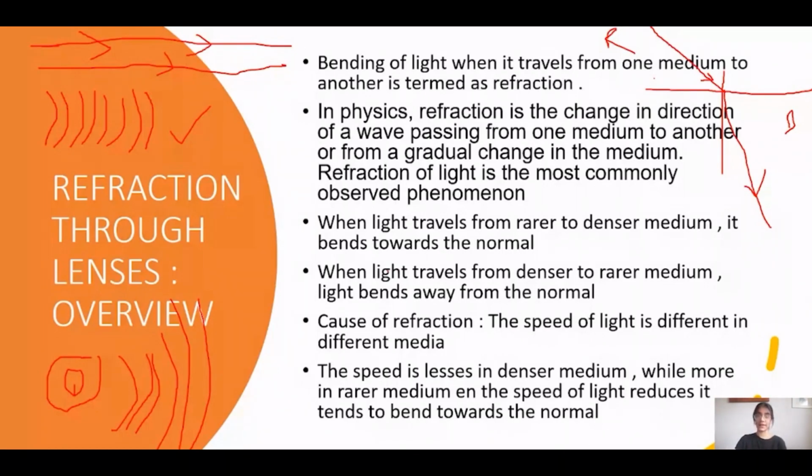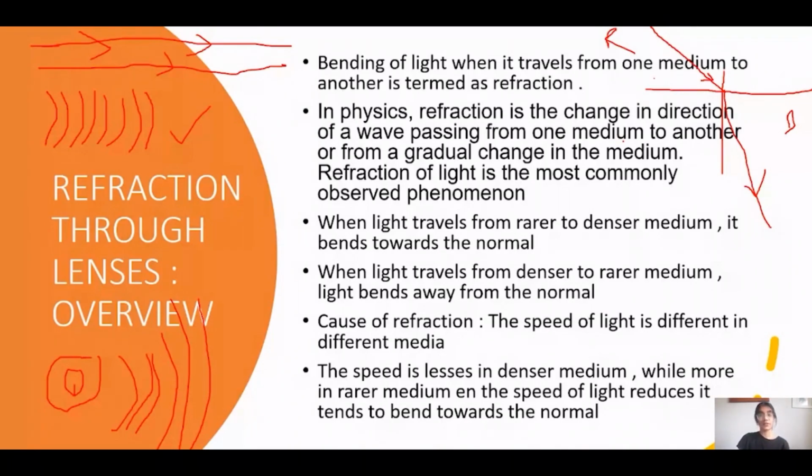And to do that, light bends in certain directions, at certain angles, and it travels through a certain different path to reach you in the minimum, least possible amount of time. So the speed of light is less in denser mediums, while it is more in rarer mediums. Speed of light decreases when it tends to bend towards the normal, and speed of light increases when it bends away from the normal. Both of the cases are done to minimize the time that light has to take to reach one's eye.